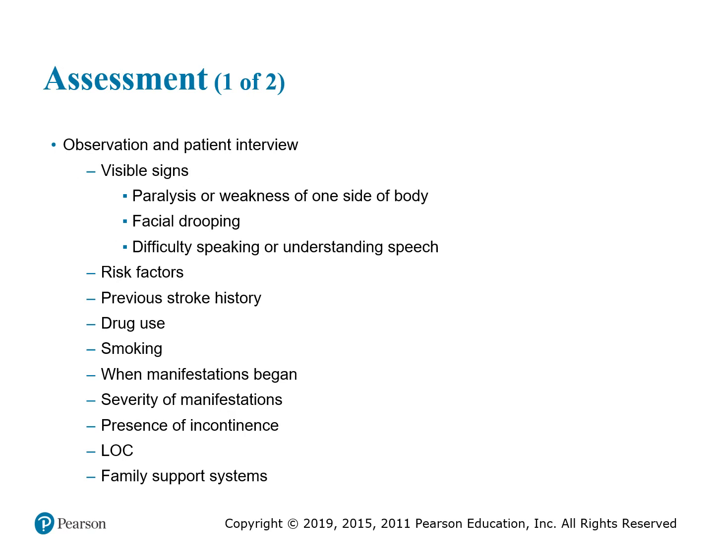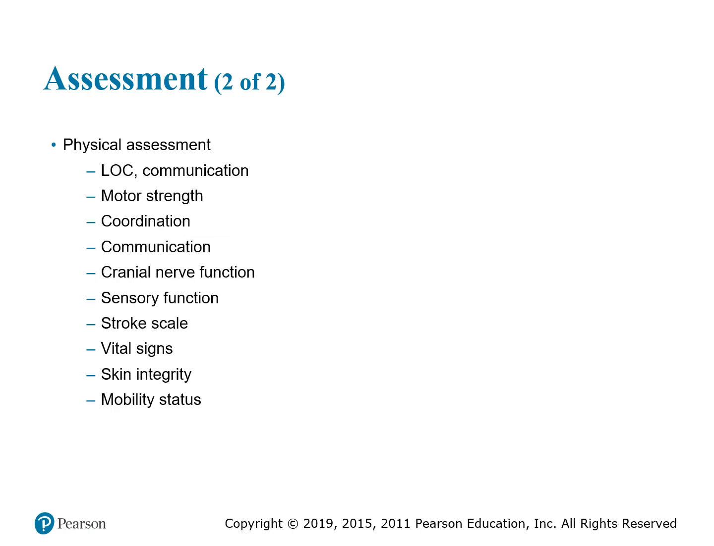The assessment, observation and physical assessment, visible signs: paralysis on one side, facial drooping, difficulty speaking and understanding speech. What are their risk factors? Have they had a previous stroke? Do they use drugs? Yes, we have to ask that, and that is on the admission packet. Do you take illicit drugs? Do you drink alcohol? How often? When did these symptoms begin? How severe was it? Any incontinence, change in mental status? Who's your support? Because these people are going to probably go to rehab.